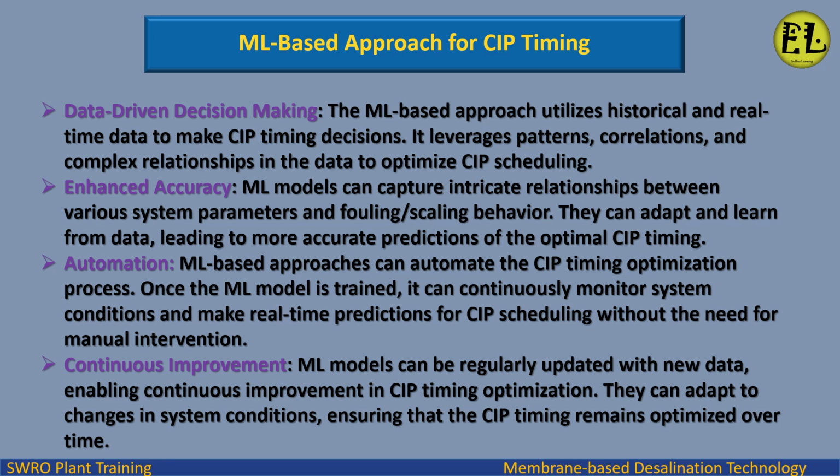Automation: ML-based approaches can automate the CIP timing optimization process. Once the ML model is trained, it can continuously monitor system conditions and make real-time predictions for CIP scheduling without the need for manual intervention. Continuous improvement: ML models can be regularly updated with new data, enabling continuous improvement in CIP timing optimization. They can adapt to changes in system conditions, ensuring that the CIP timing remains optimized over time.